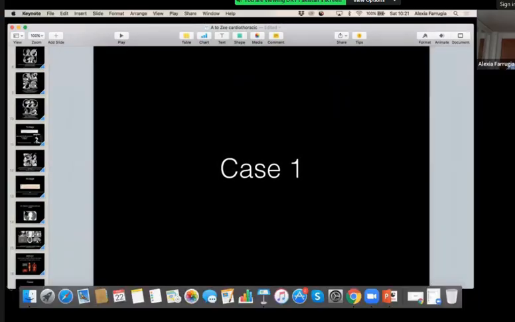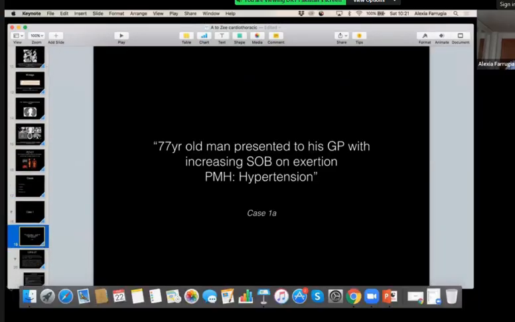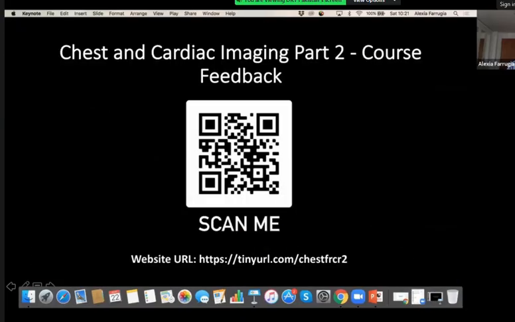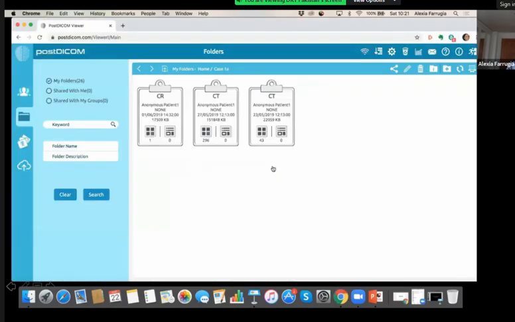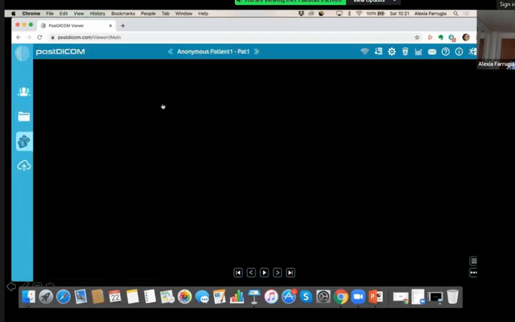So here is your history. A 77-year-old man who presented to his GP with increasing shortness of breath on exertion, and he has a past medical history of hypertension. I will bring up the DICOM stack for you. Okay, so we'll start with a chest X-ray for this gentleman.